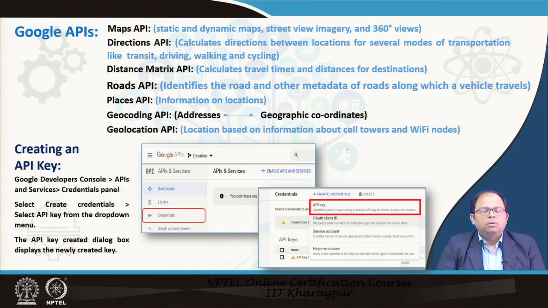Some of the popular Google APIs: we have the Maps API, which provides static and dynamic maps, street view imagery, and 360-degree views. So in our program or in our data, if I require data about certain street view imageries, certain 360-degree views of certain areas, we can access the Maps API. Also, we can get maps from here.